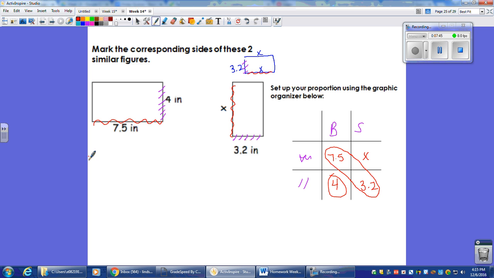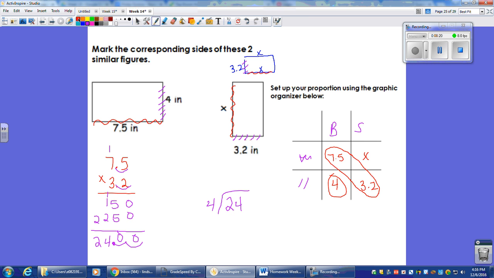So off to the side I'm going to do 7.5 times 3.2. 2 times 5 is 10, that's 15. 0 for place value, that's 15, that's 21, that's 22. When I add it all up, I get 2,400, but I need to move my decimal over 2 times, so I get 24. Now with that 24, I have to divide it by 4, and 4 goes into 24 6 times. So x is equal to 6 inches in this problem.